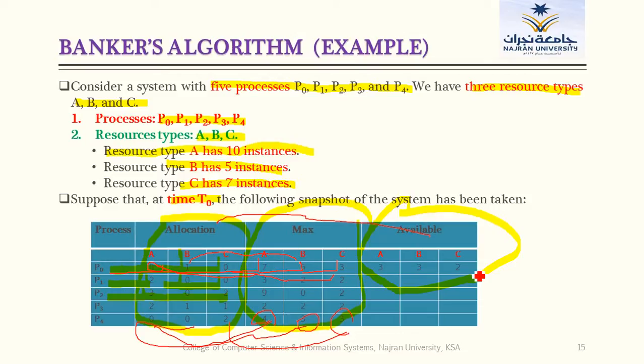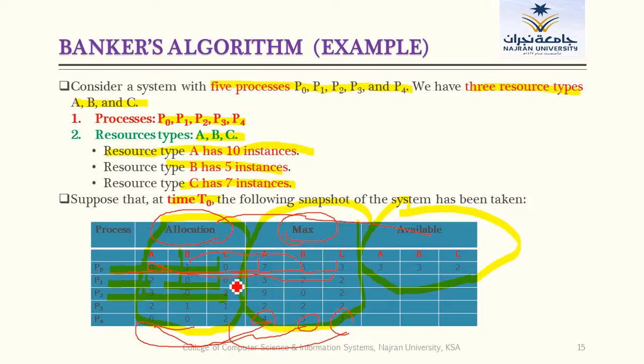Now we need to calculate the need. What is the need matrix? We need to calculate it first. This is the first thing. We need to calculate the need matrix. What is the need of P0, P1, P2, P3 and P4? So how can we calculate? We have the maximum they need, and the allocation is this. So we will subtract allocation from maximum, and we will get the need matrix.